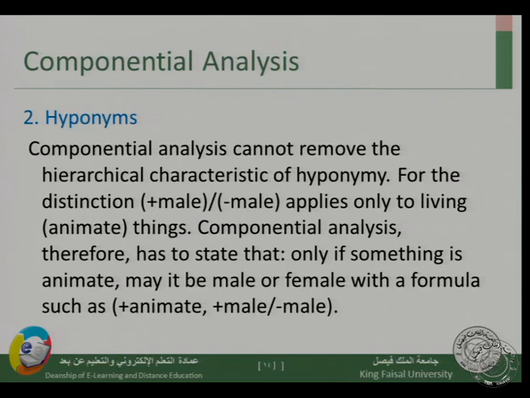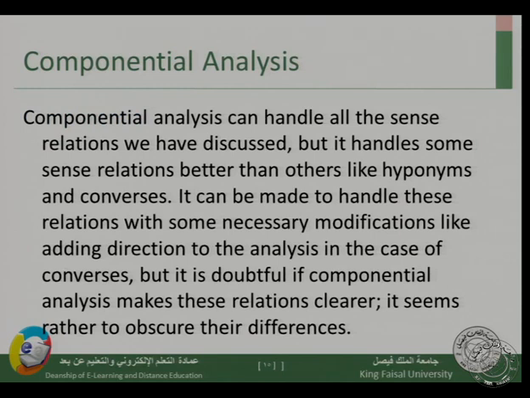and this is why it doesn't really handle things like hyponyms very well. So as we said, componential analysis can handle all sense relations, but it handles some of them better than others. So cases like hyponyms and converses, it doesn't really handle them very well. It can be made to handle these relations with some necessary modifications. Like we said, if we add direction in the case of converses, we can make it handle them, but it is doubtful if componential analysis really makes these relations clearer.